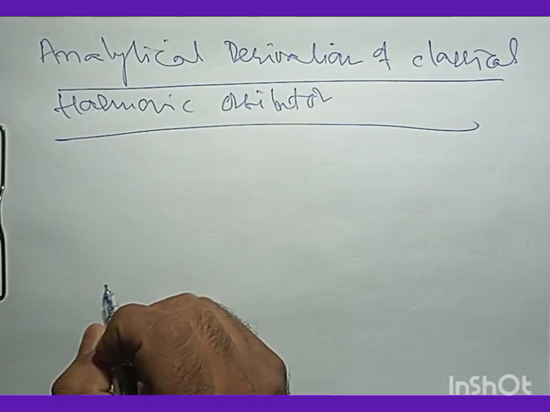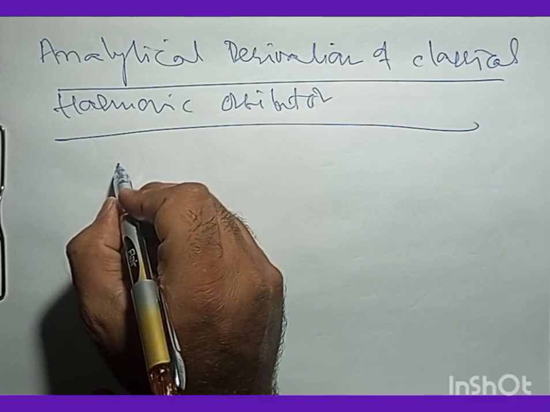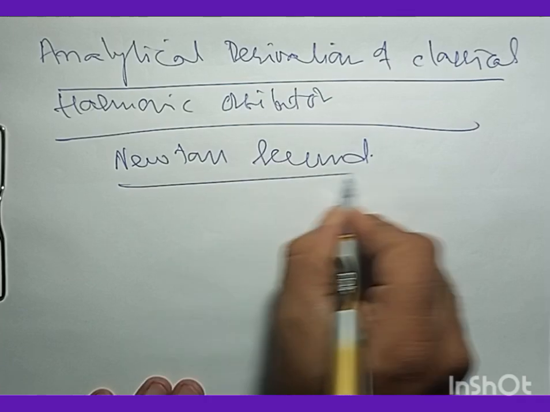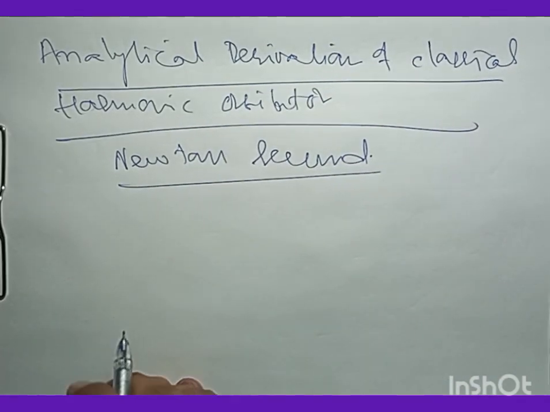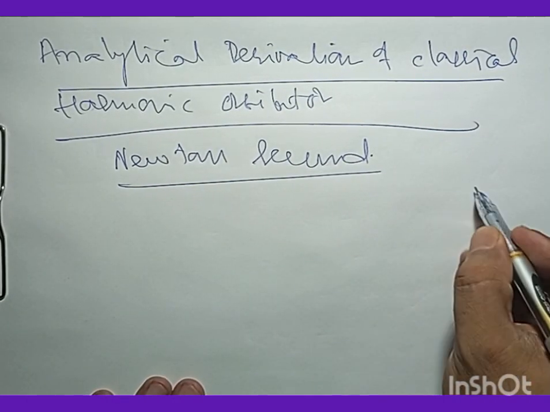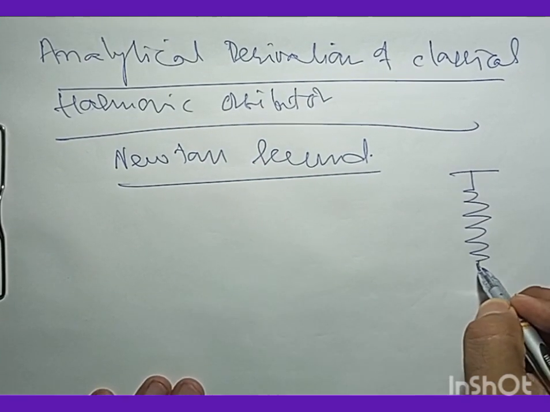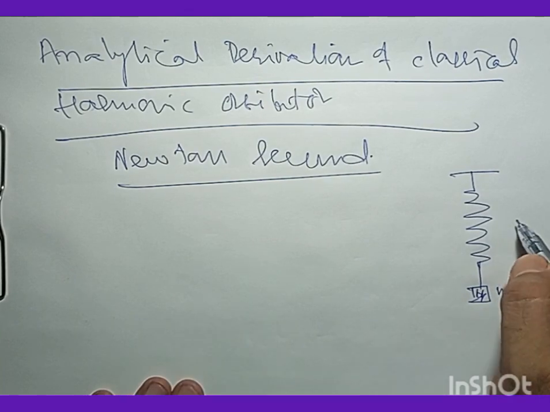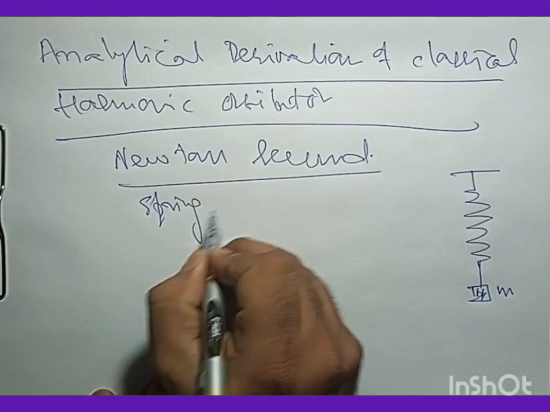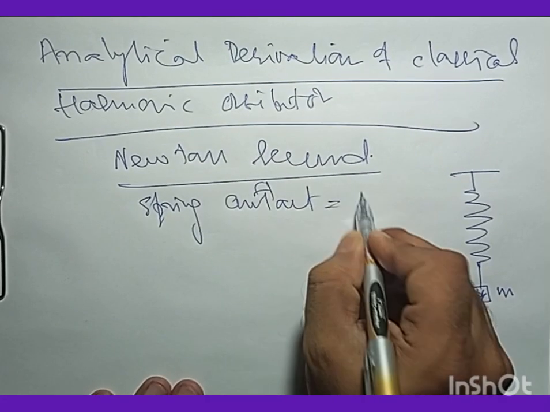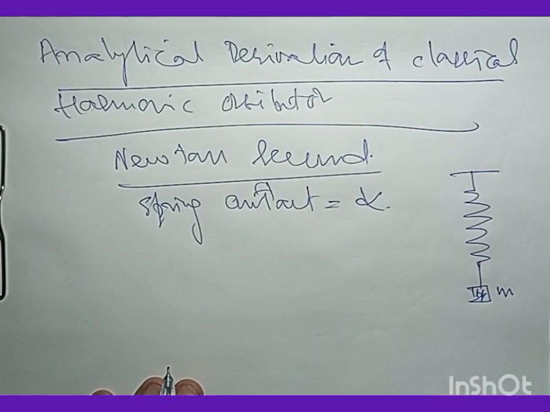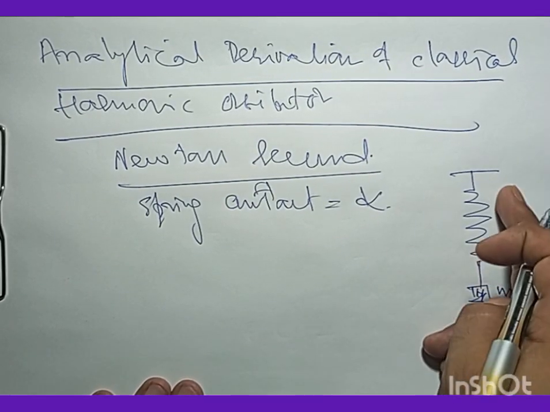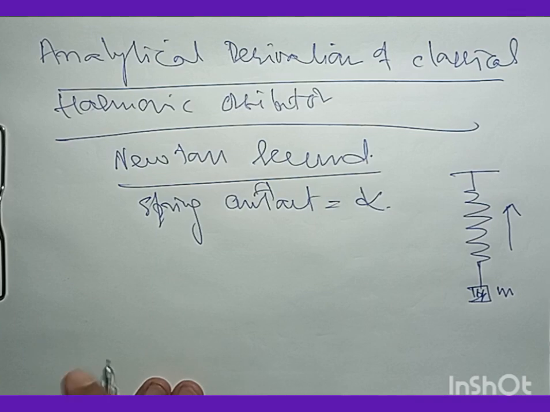Now, to start with, what we have is Newton's second law of motion, and this is the fundamental law of classical mechanics. If I consider that we have a mass m, and this mass is attached to some spring, and this spring has what's called the spring constant, and that constant is small k, and the force is exerted by the spring. And this force exerted by the spring is given by Hooke's law.